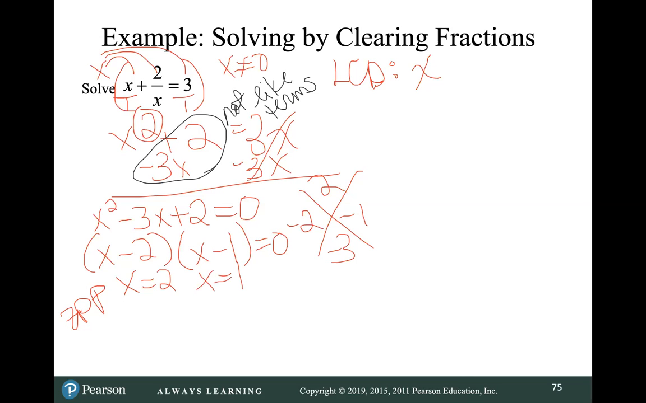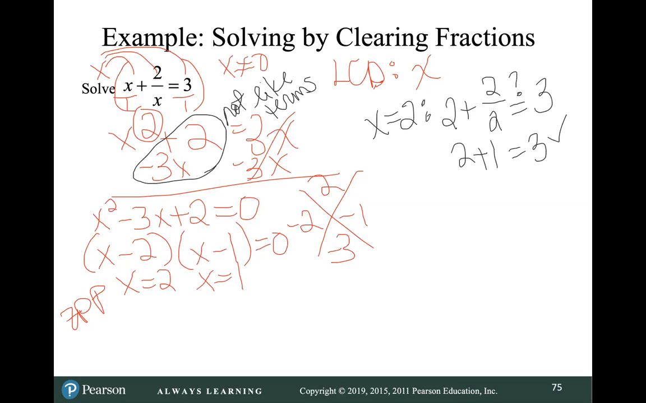Okay, so that tells me I need to check those in my original equation. They aren't 0, so it should work. Okay, but that's the whole point of extraneous solutions. We have to check to make sure that they work. So let's test first x equals 2. So we say 2 plus 2 over 2, does it equal 3? 2 plus 1 equals 3, yes. So x equals 2 works.